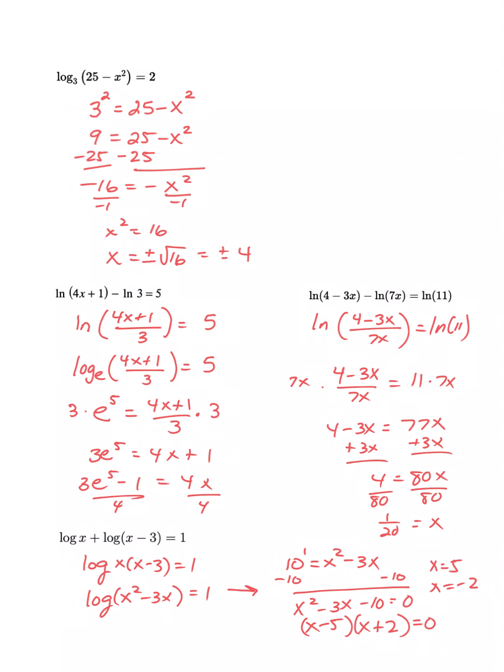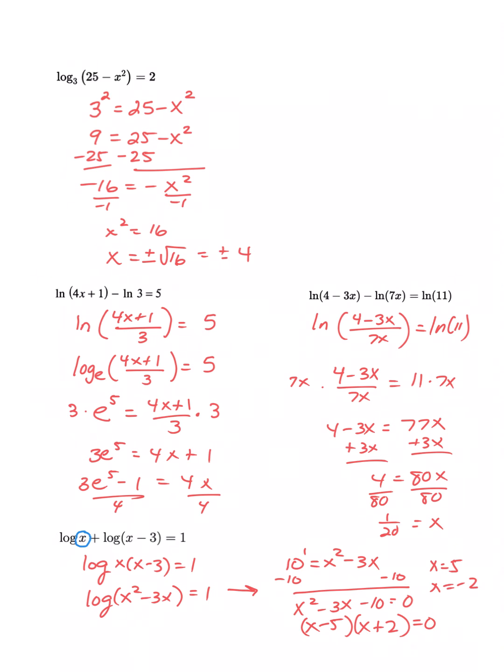Don't forget that you're actually supposed to check all of your answers. I wasn't doing so in the previous problems because I kind of knew that they weren't an issue. But now we need to point out that there is an issue here. If I put 5 in for x, everything is okay. But the problem is when I put in negative 2 for x, we have an issue right here.